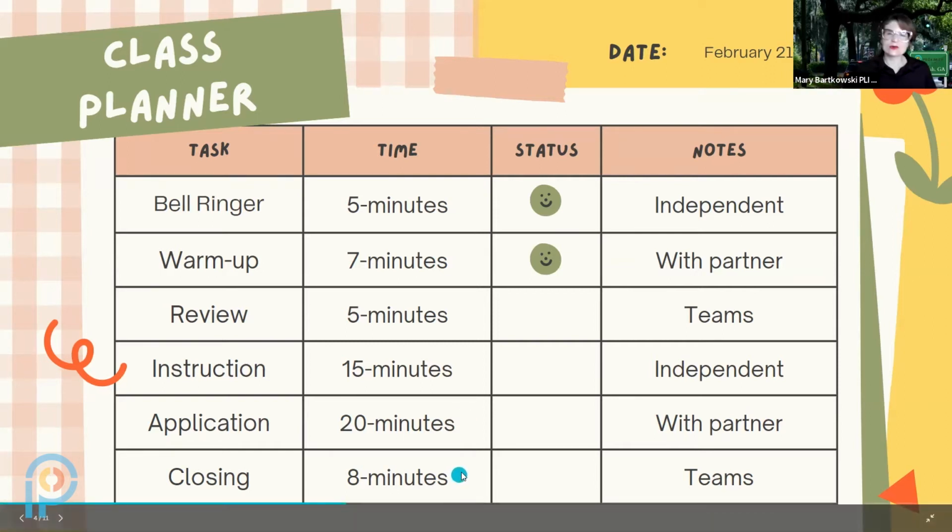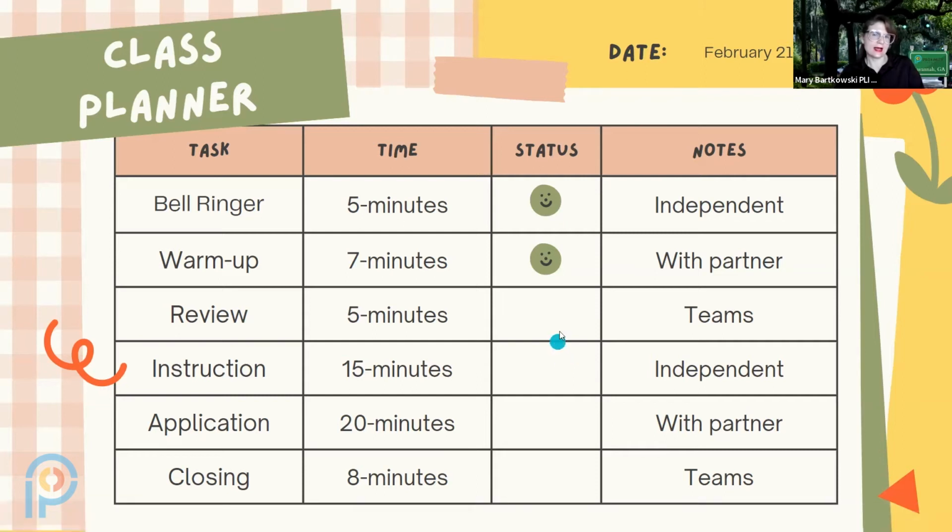And in closing, we're going to have a team activity where we do a little bit of fun application and fun closing activity today. Also, as I would be working in my class, I would be checking off the areas that we had done, giving the students a visual reminder of where we are in the process.